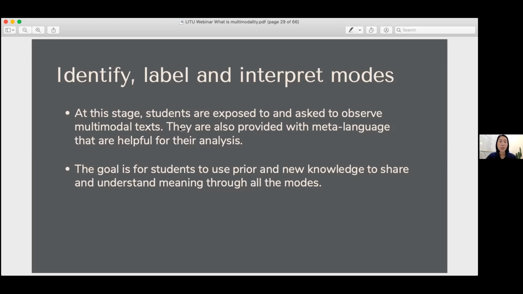And I think what is also important is that here they are also provided with meta language. At this stage, when you are exposing them to a lot of examples and having them identify and think about modes and possible meanings, you also have to teach them some meta language, right? That is meta, but they need some vocabulary so that they can verbalize or write their critiques and analysis better if they have the language for it. The goal for this stage is to use prior and new knowledge to share and understand meaning through all the modes, right? So just focus on, again, sharing and understanding meanings.